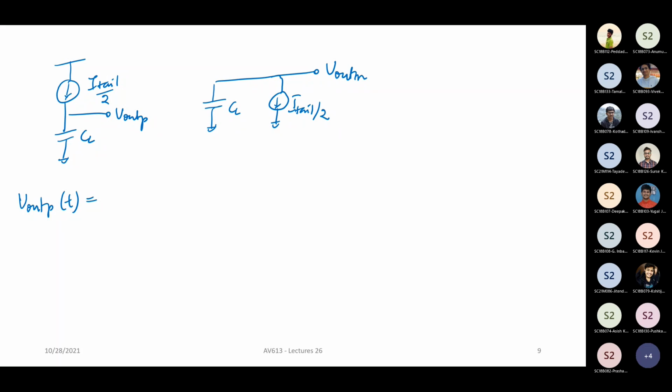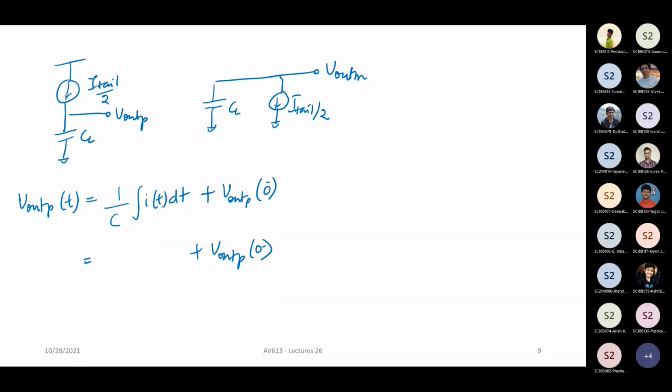So what happens when you pump current into a capacitor? The voltage across Vout P is nothing but the voltage across the capacitor. And what is the voltage across the capacitor? It is 1 over C integral of I of t dt plus, let's say, Vout P of 0, whatever Vout P was before the transition happened, or 0 minus, if you would like to call it.